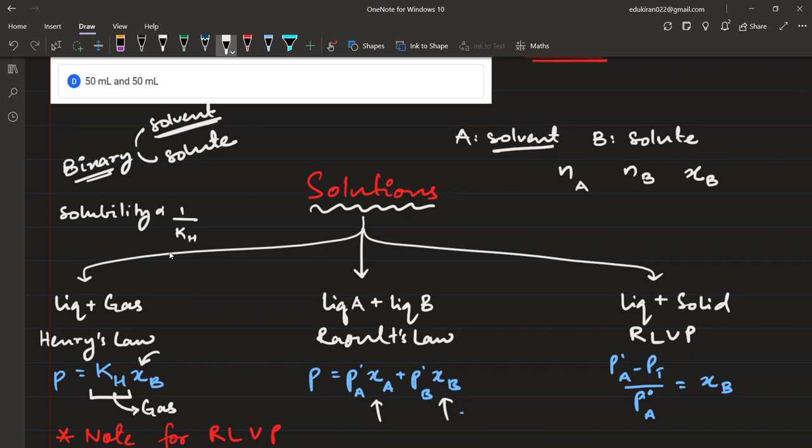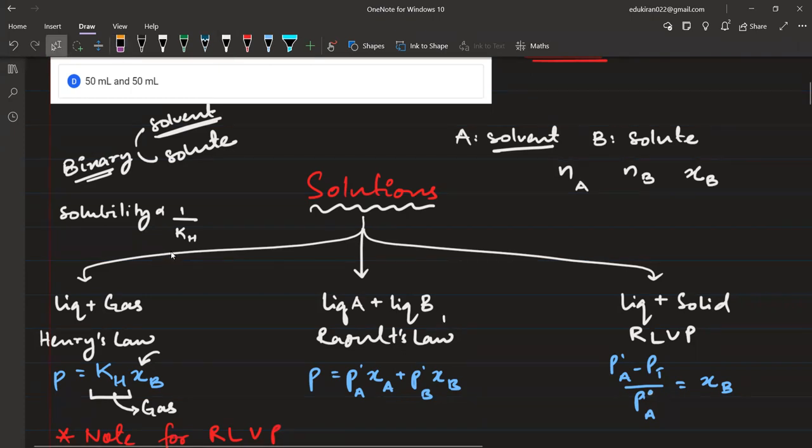Now in Raoult's law, since we have both liquid A and liquid B, both of them are volatile and comparably volatile. Liquid A is also giving vapors. Liquid B is also giving vapors, and both of them are contributing to the total pressure. In that case, the total pressure will be equal to P naught A chi A plus P naught B chi B. Explicitly, Raoult's law is not this statement, but this statement is correct for liquid A and liquid B.